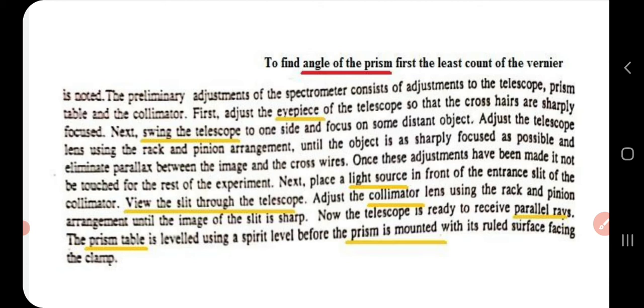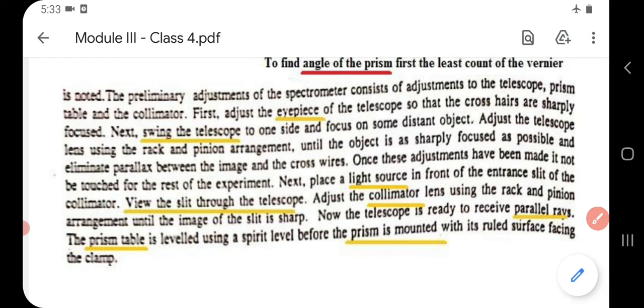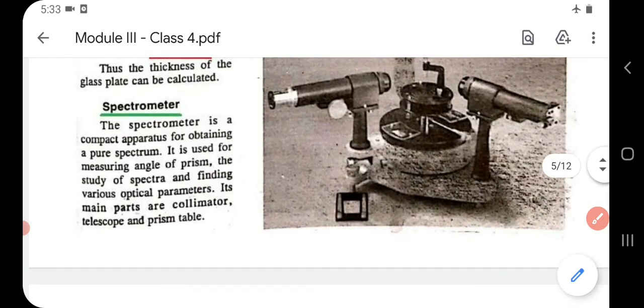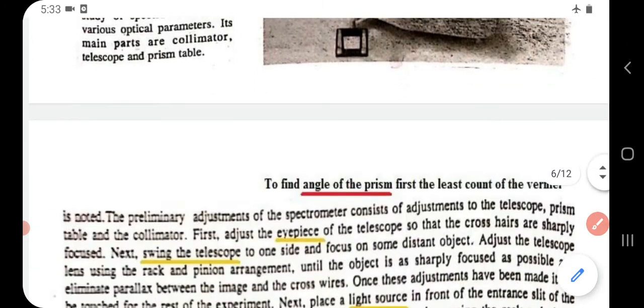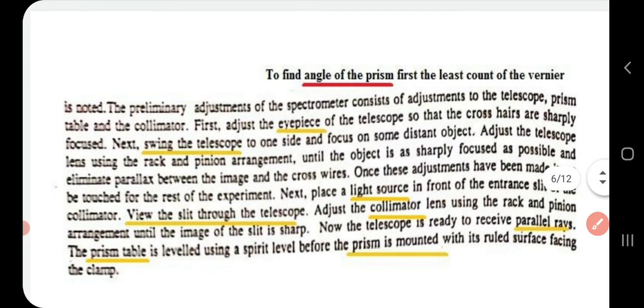If you are not getting a clear image, you have to focus the telescope using the rack and pinion arrangement. This is the rack and pinion arrangement. You adjust the screw until you get a clear image of the distant object. Okay, and the image thus obtained should not have any parallax also. Once these adjustments are made, then the instrument should not be disturbed.